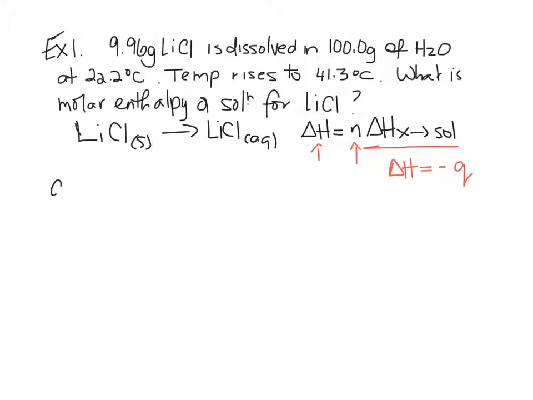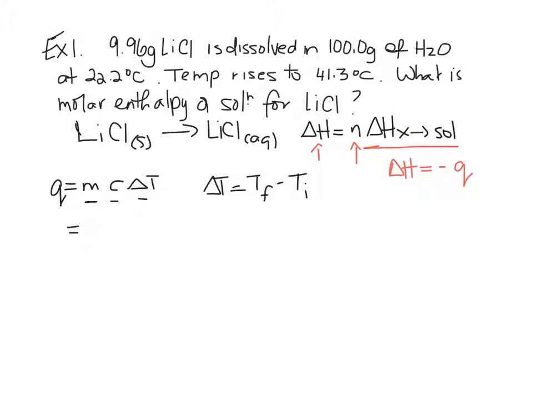So we're going to start with Q equals mc delta T. This equation refers to the surroundings, so to whatever we take the temperature change of. It says 100 grams of water at 22.2 degrees Celsius, so this is for water. The mass is the mass of water, the c is the specific heat capacity of water, and the delta T is the change in temperature of water. Delta T is always T final minus T initial.